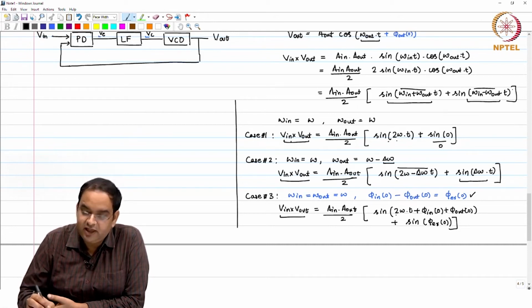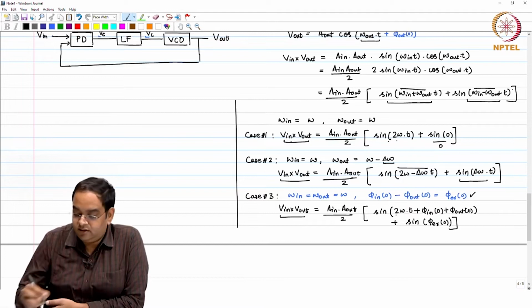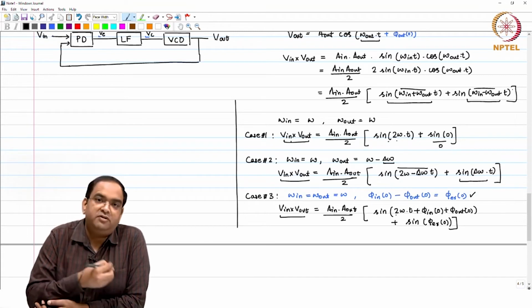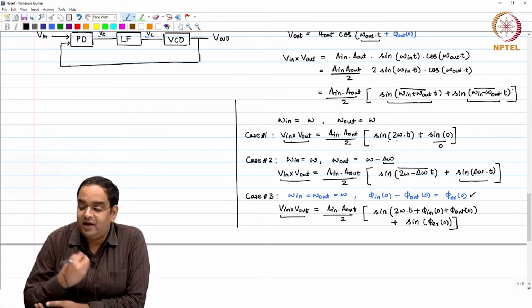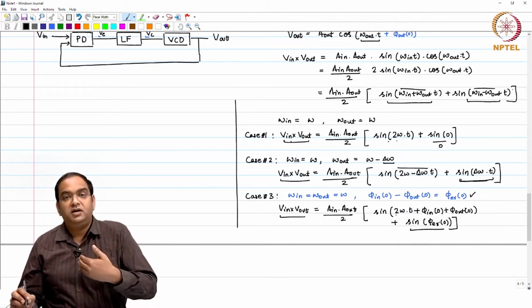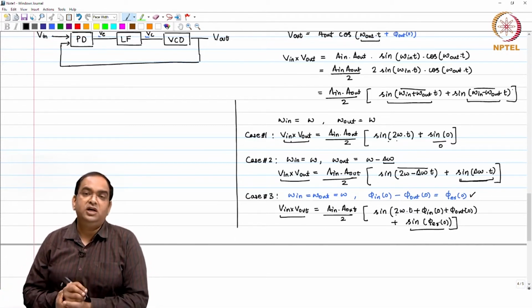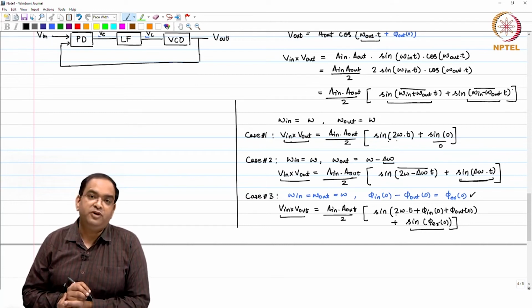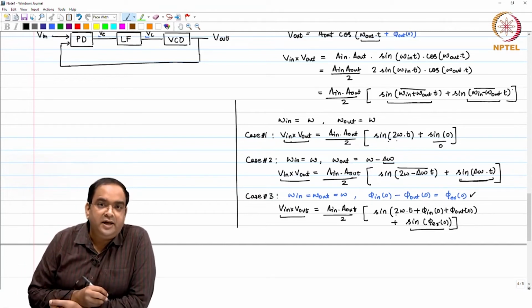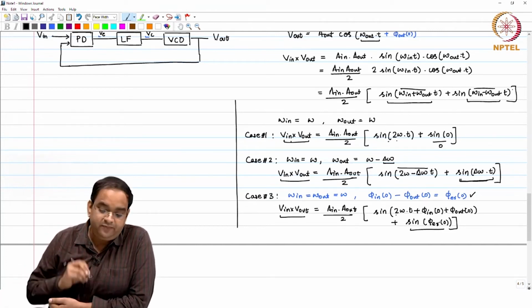So, we are still getting a voltage waveform here, right. We get voltage which is proportional to the phase or frequency error. I am using the term proportional here because this is coming as sine of delta omega t or sine of phase error. It is not directly proportional to the phase or frequency error, but it is proportional. This proportionality is non-linear here because it is sine.